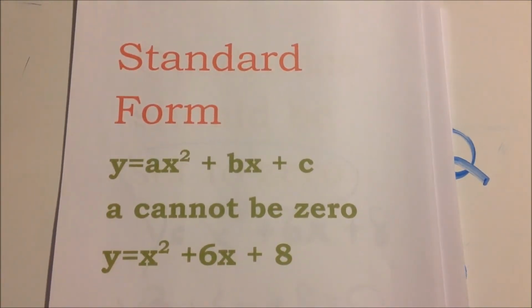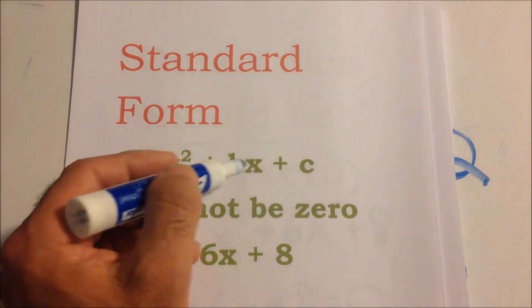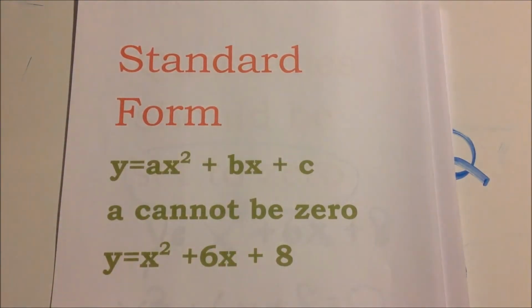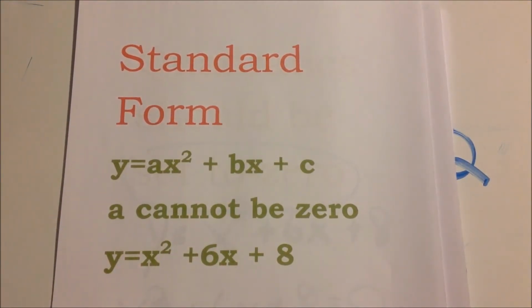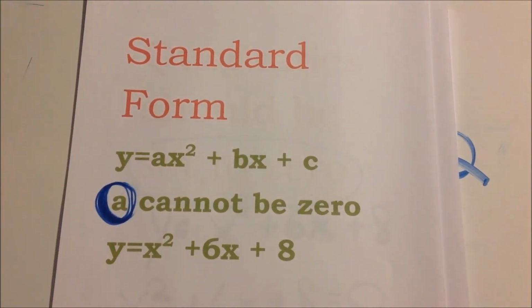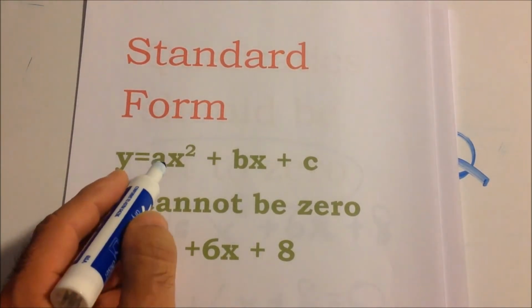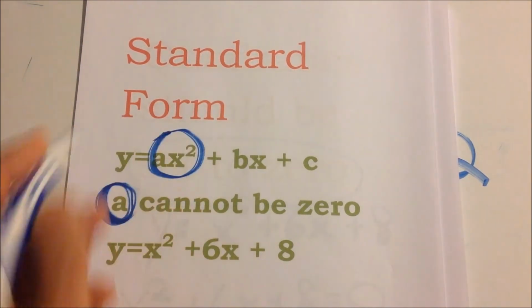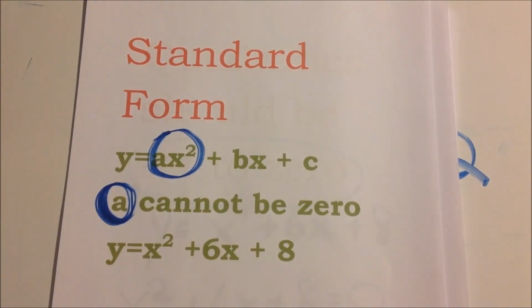This is what we want to see. We want to see ax squared plus bx plus c. That's the standard form. A cannot be 0. If A is 0, then you cancel out the x squared. You don't have a square.